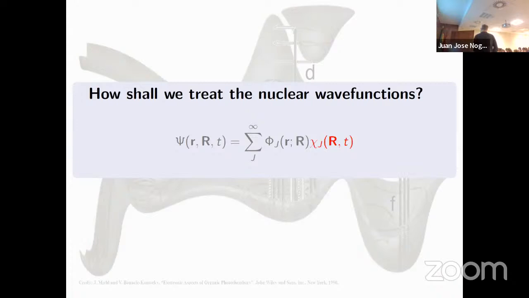So now what we're going to try to do is to see how we can actually approximate that, or at least approach the problem of moving the nuclei of a molecule in a non-Born-Oppenheimer context, okay? So there are basically three main flavors to do that, right?